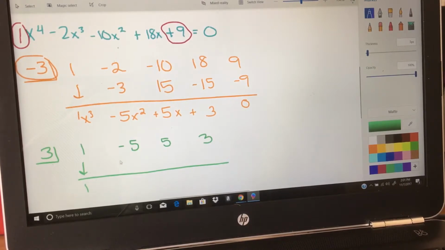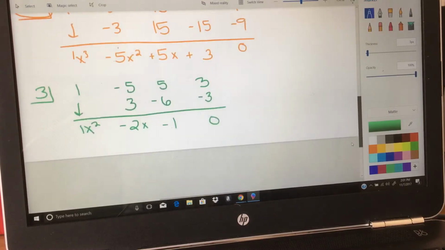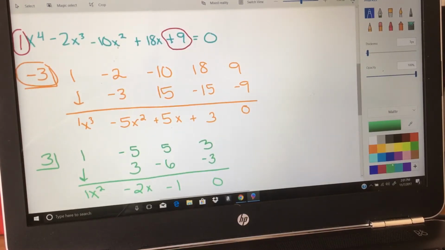So we have 1 times 3 gives us 3, negative 5 plus 3 gives us negative 2, negative 2 times 3 is negative 6, 5 minus 6 is negative 1, and then negative 1 times 3 is negative 3, and we get a 0. So this reduces from a third degree polynomial to a second degree polynomial. We have x squared minus 2x minus 1, which means now I have a quadratic, so now I can solve. It looks like I cannot factor this, so I want to use the quadratic formula here. I don't have room there, so I'm going to put it over to the side.